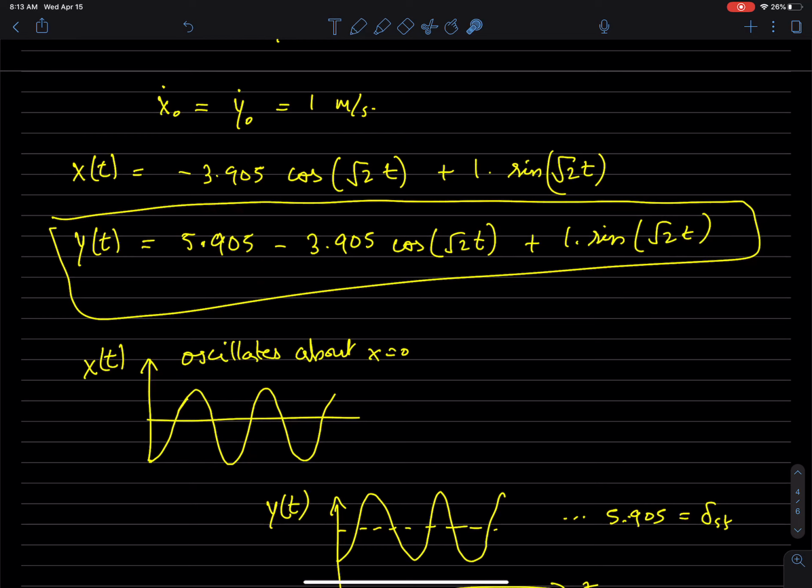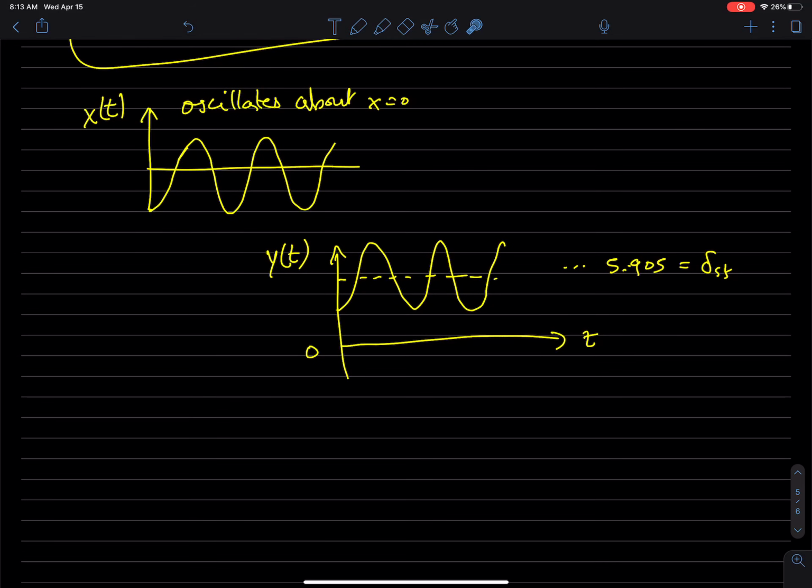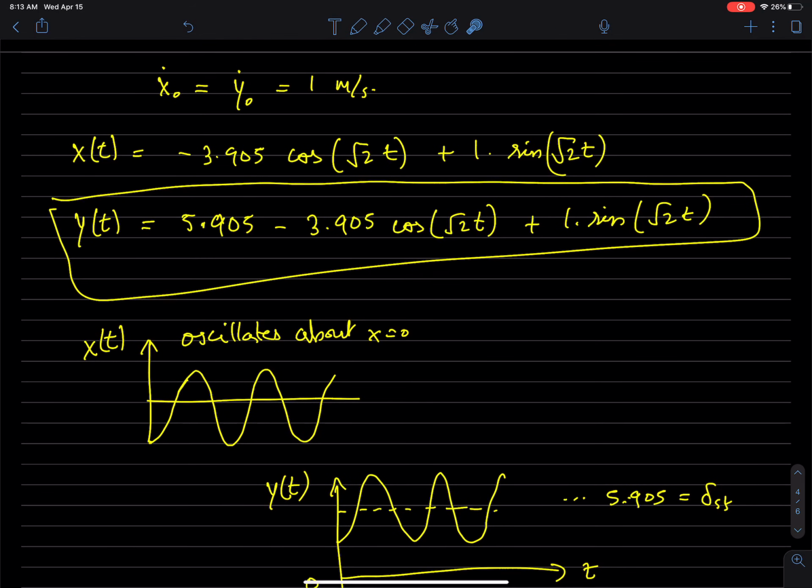The spring is already hanging at some equilibrium position in the absence of any motion, and then if you pull the spring and let go or give it some initial condition, it will oscillate about that equilibrium position, not about 0. That's a pretty intuitive result overall. Okay, that's it. Let's say you're asked to find the amplitude of oscillations. Then you just go square root of this square plus this square.